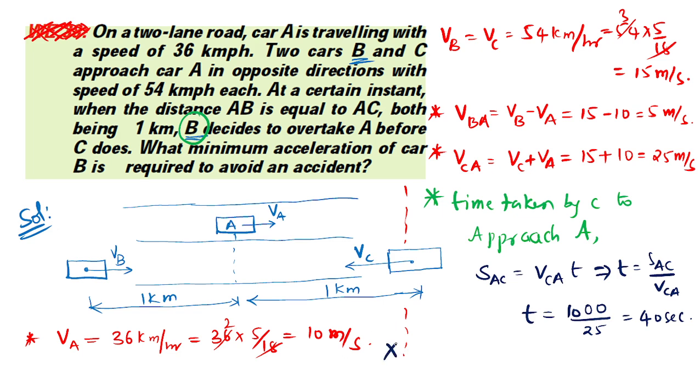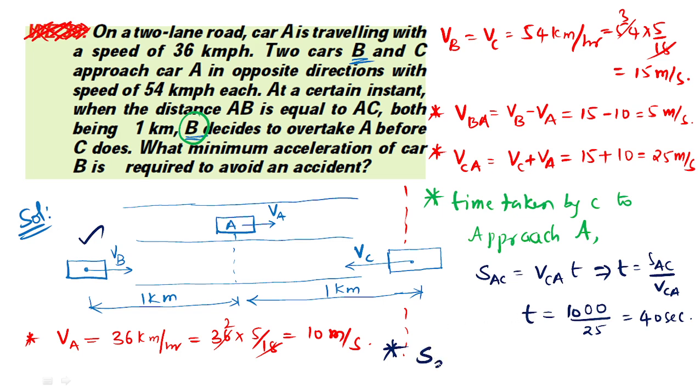Next, I wanted to find the acceleration. By whom? By B. Now you got the time as 40 seconds. In that 40 seconds only he has to overtake. So we should accelerate. The formula is S equal to ut plus half at square. That's it, same formula.